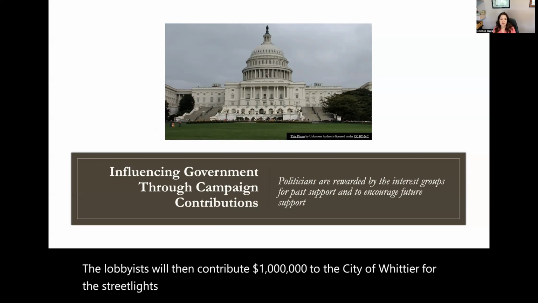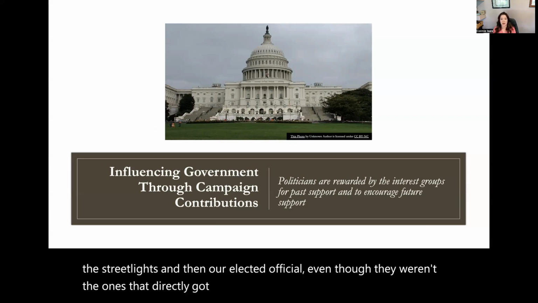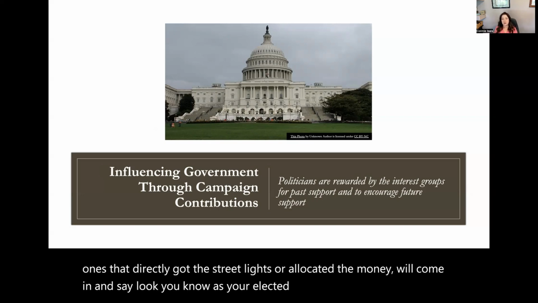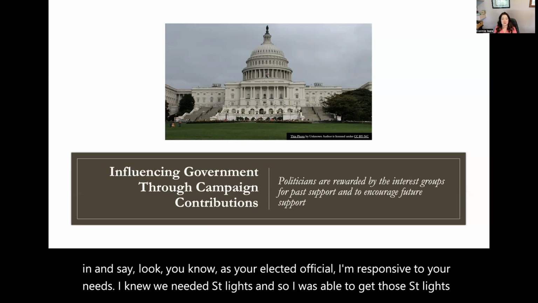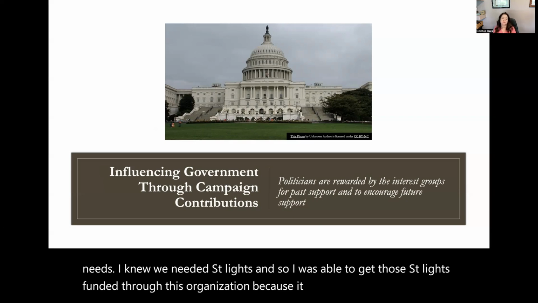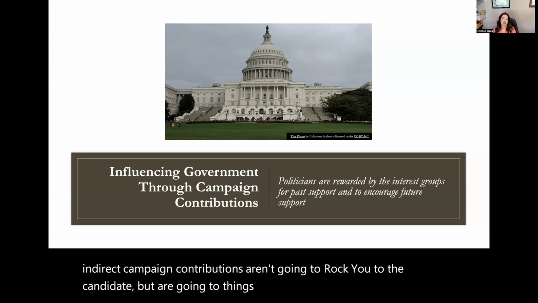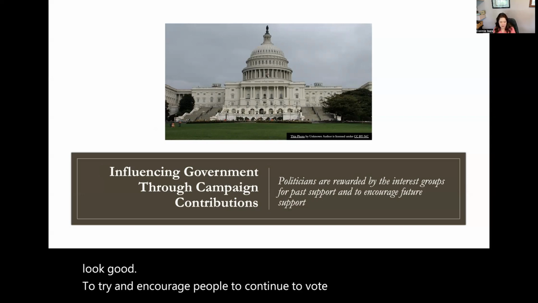And then our elected official, even though they weren't the ones that directly got the streetlights or allocated the money, will come in and say, look, as your elected official, I'm responsive to your needs. I knew we needed streetlights, and so I was able to get those streetlights funded through this organization because it benefits all of us. So those indirect campaign contributions aren't going directly to the candidate, but are going to things that are going to make the candidate look good to try and encourage people to continue to vote for that particular candidate.